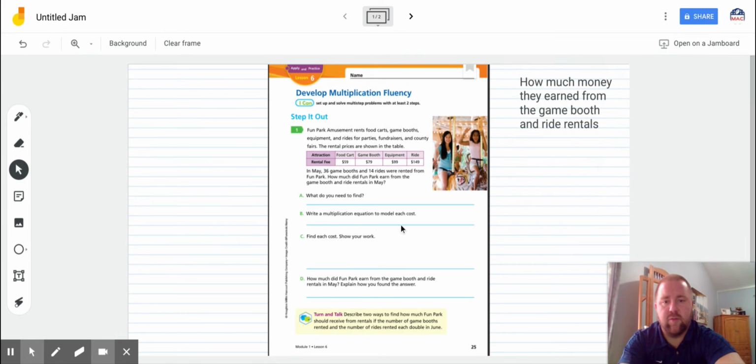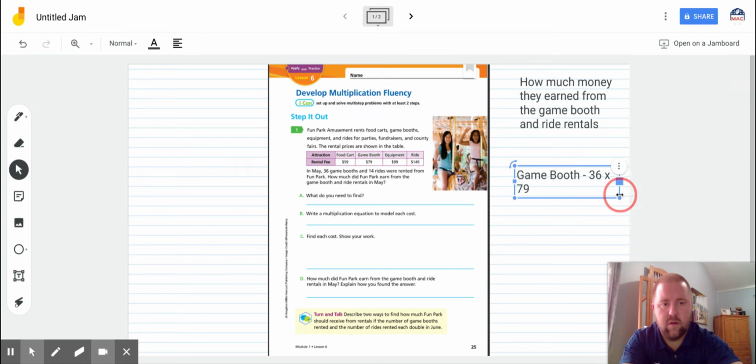So it says write a multiplication equation to model each cost. Okay, so we have to look at the game booth. There were 36 game booths, and each game booth is $79. So for the game booth, that would be 36, because there's 36 game booths, and we're multiplying the game booths by the cost per game booth, which would be 79.